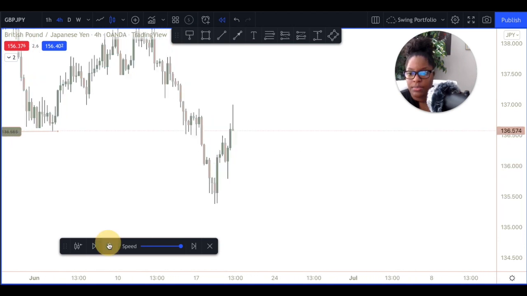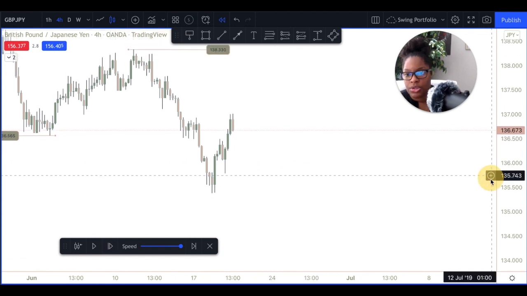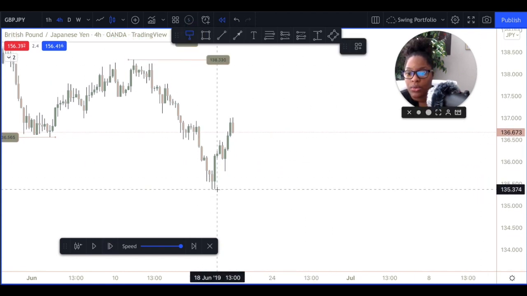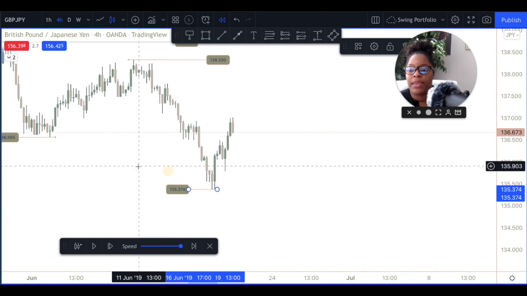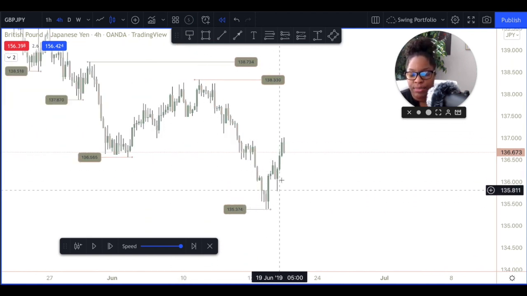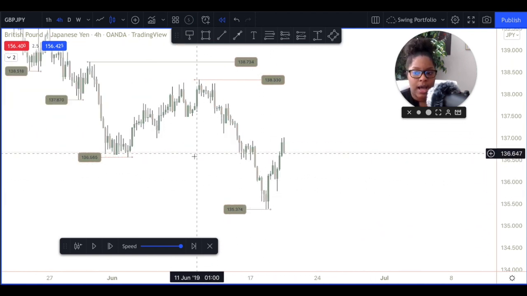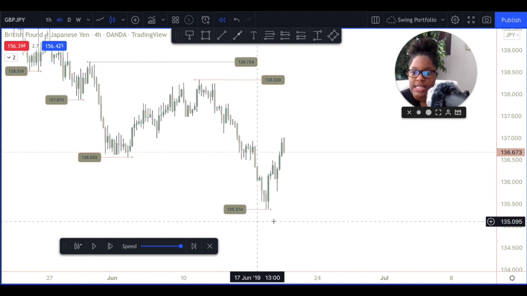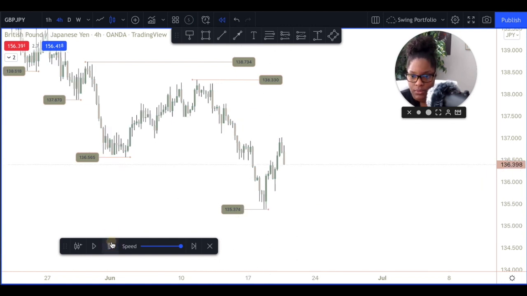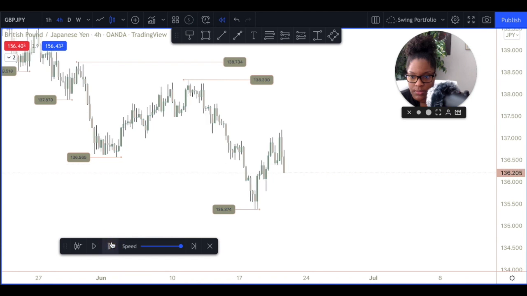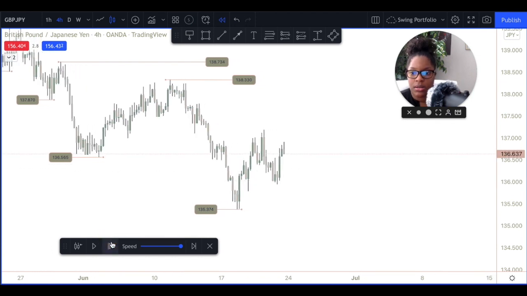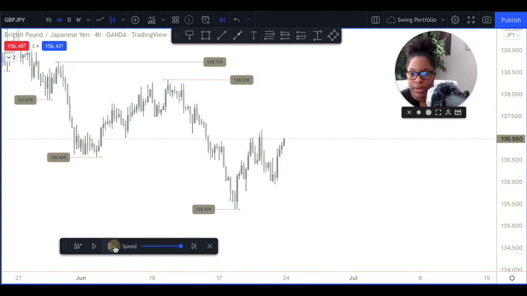Okay, we're starting to get a little pullback. So we could say that this is a new lower low because we're actually getting pullback. And that's one thing I like doing too. When I see price start to pull back, I'm like, oh, okay, we're getting a retracement, new low. Play it faster. See if she stays below 138.330.